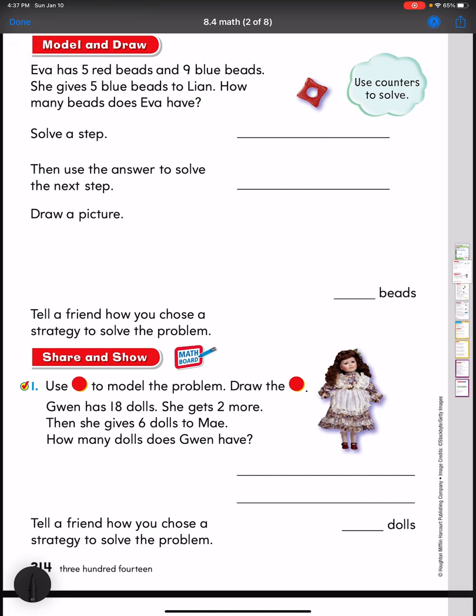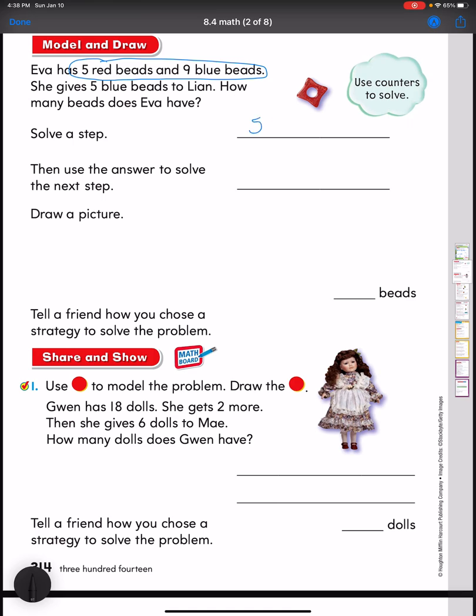All right, let's look at this page. Eva has 5 red beads and 9 blue beads. She gives 5 blue beads to Leon. How many beads does Eva have now? So let's solve our first step. First, we have to find out how many beads Eva had. She has 5 reds and 9 blues. I need to find out how many that is.